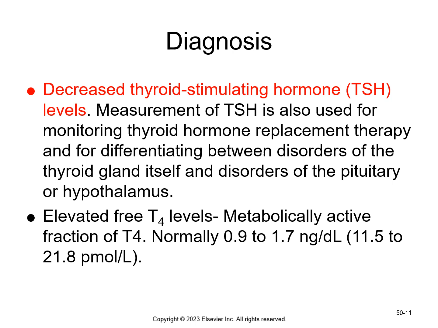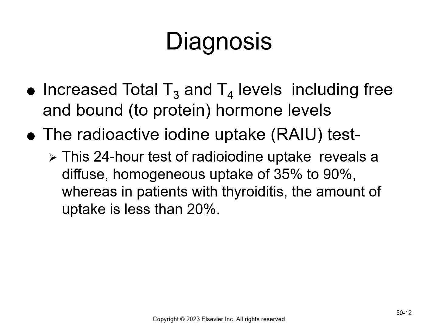Another thing you would see is high levels of T3 and T4. Free T4 is the biologically active form of T4 that would be elevated. You'll also see that the ones which are bound to proteins will also be elevated. Another test is the radioactive iodine uptake test, and you see increased uptake of about 35 to 90%, versus simple thyroiditis, where there is only about 20% uptake of radioactive iodine. So we see that the activity of the gland is increased.